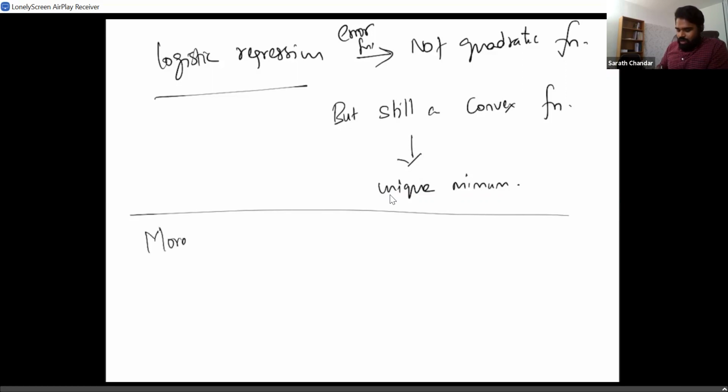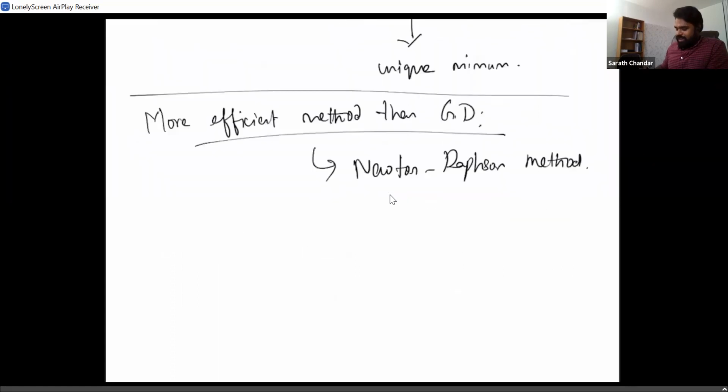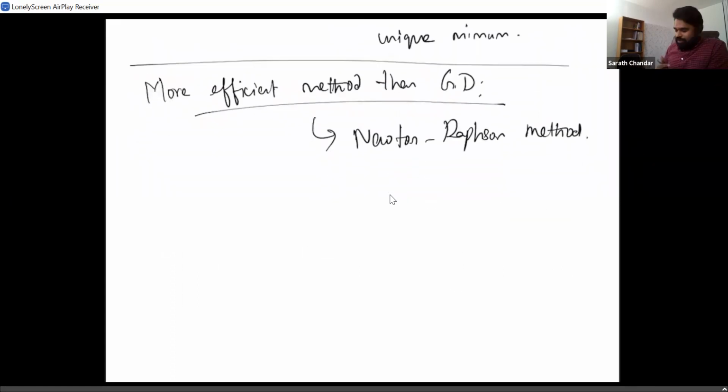Okay, so we're going to look at a more efficient method than gradient descent, which is basically the idea of the Newton-Raphson algorithm or Newton-Raphson method. Some of you might have seen Newton-Raphson already in some of your previous courses, like in numerical methods and sometimes in other courses. So we are going to look at how we can use the Newton-Raphson method for learning the parameters of logistic regression.